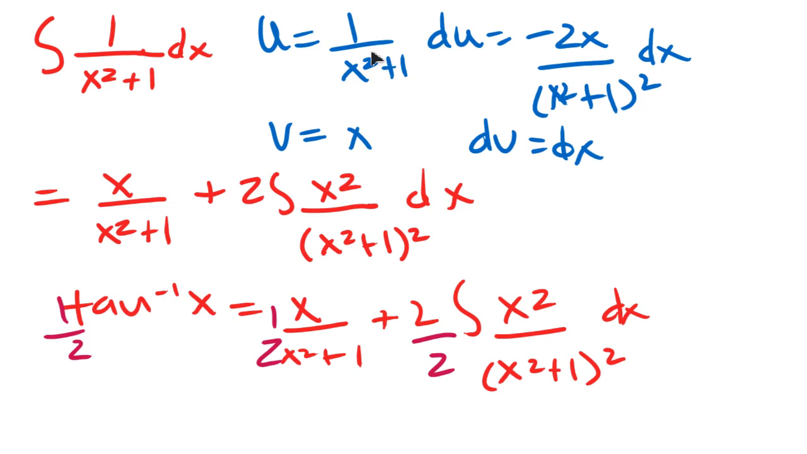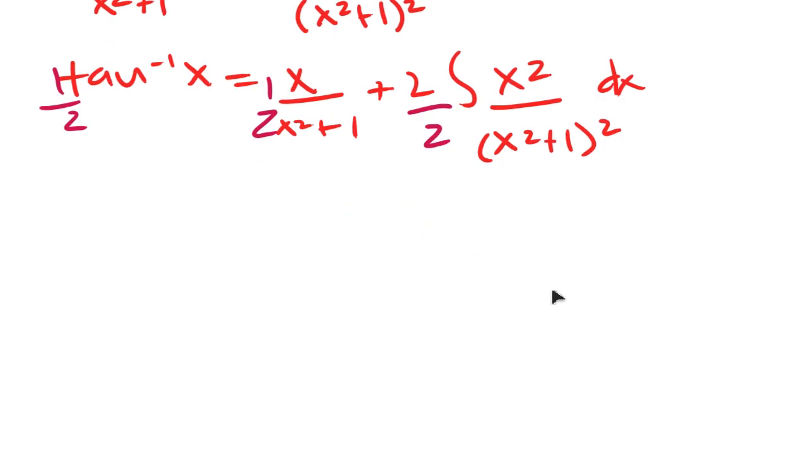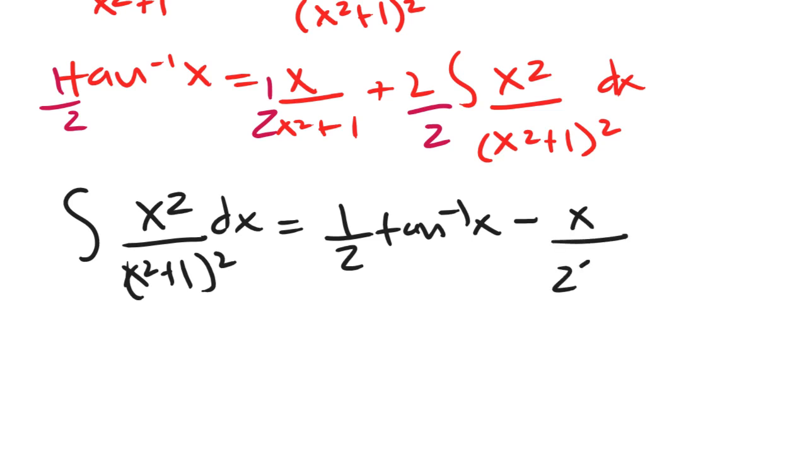So what does that do for you though? What that does is it tells you that now you have a formula for the integral of x squared over x squared plus 1 to the second power dx. So what's that going to be? It's going to be 1/2 arctangent inverse of x minus x over 2 times x squared plus 1, and then that's going to be plus c.